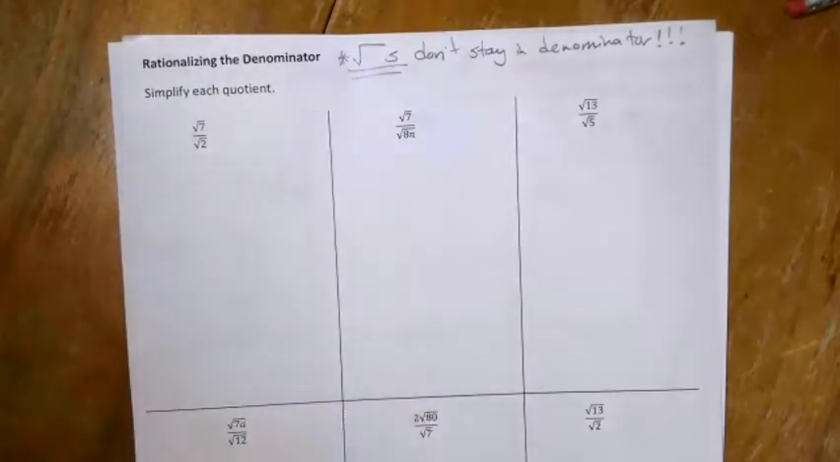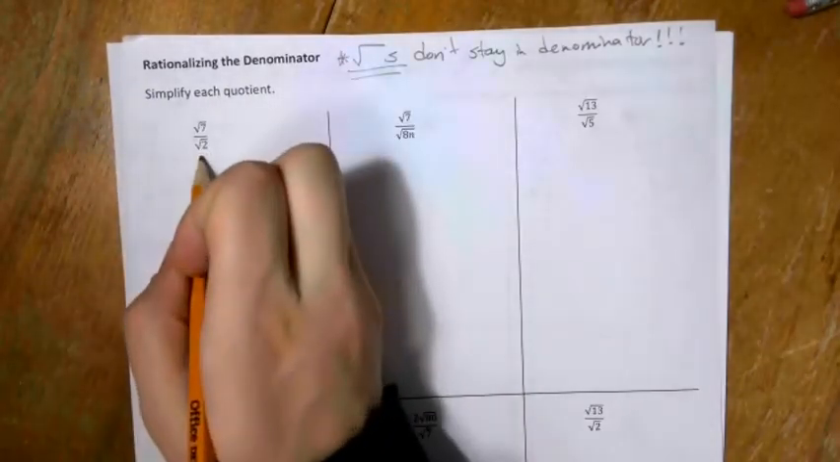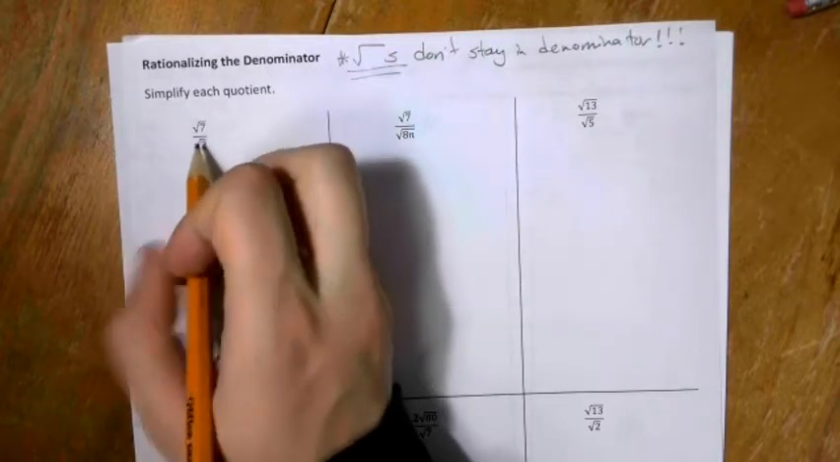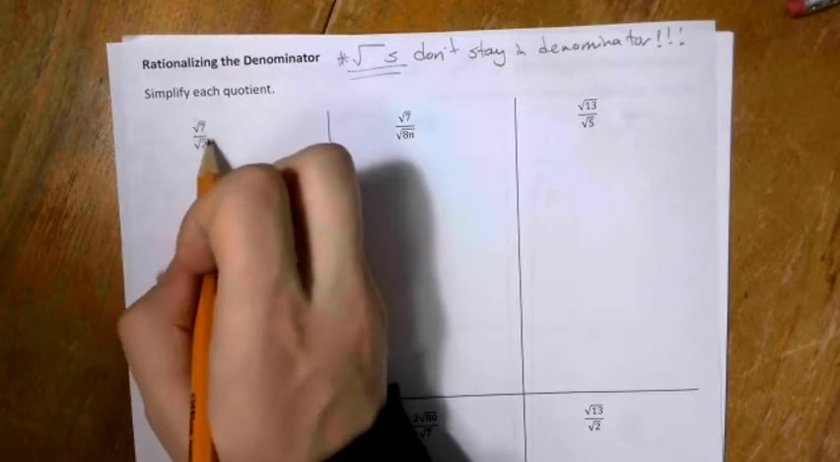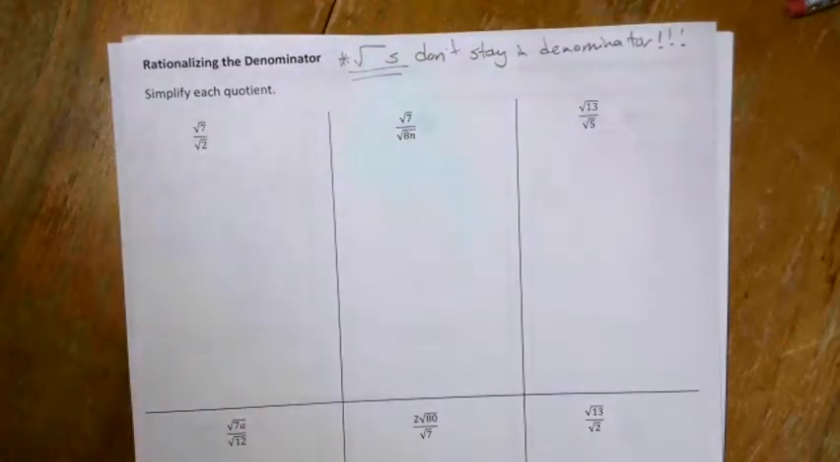So we want to simplify each quotient. We cannot simplify the square root of 2 in this one. We've got square root of 7 divided by square root of 2. Even if I do a prison transfer, 7 does not divide by 2. So there's no way to make that simpler.